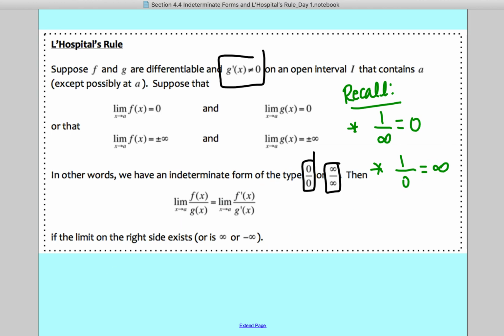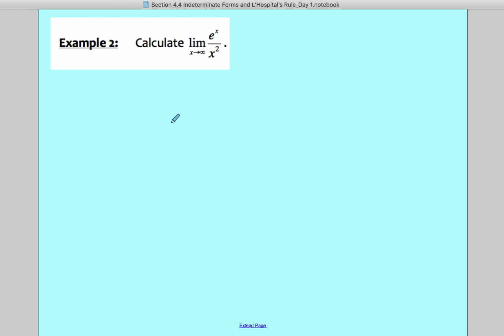Okay, so try it again. Calculate the limit as x goes to infinity of e to the x over x squared. First things first, we always try and plug it in. This one you might need to think about graphically. What does e to the x look like? Here's what e to the x looks like. And as x goes to infinity, my y values are going to infinity. So this gives me infinity.